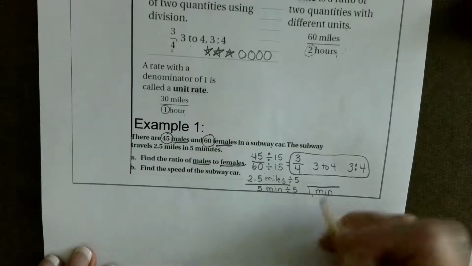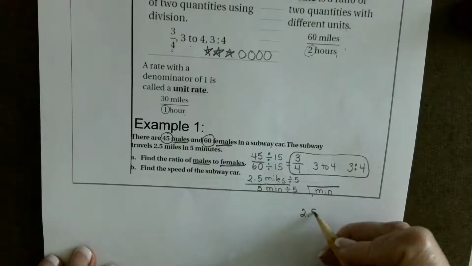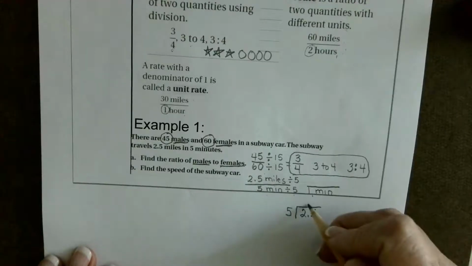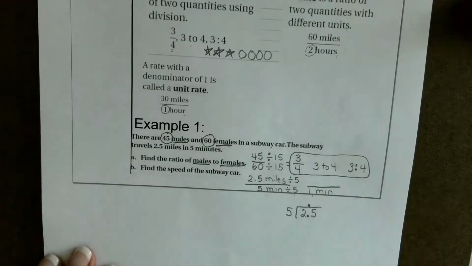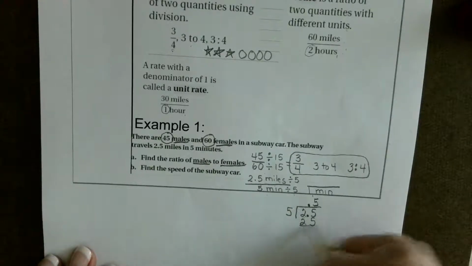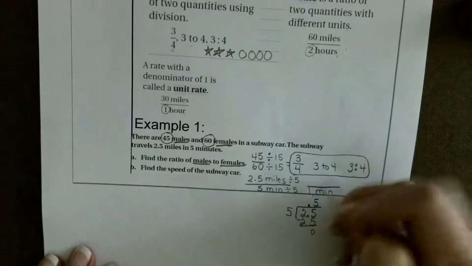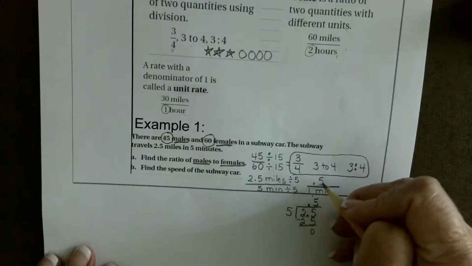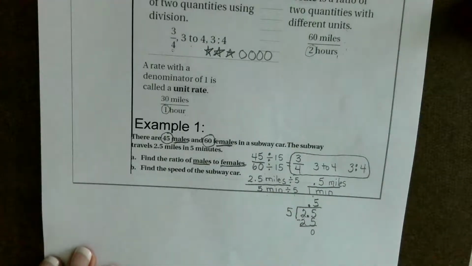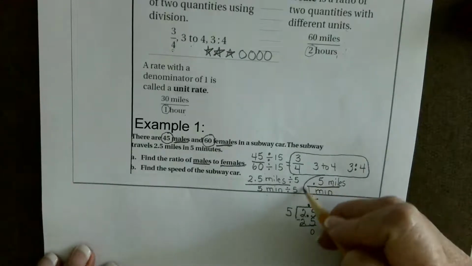And then we've got 2.5 miles divided by 5. We put the decimal point above where it is in our division box. And 5 does not go into 2. But 5 does go into 25 5 times. And then 5 times 5 is 25. And then subtract and get 0. So you can go 0.5, or a half of a mile, in 1 minute. So that's the speed of the subway car.